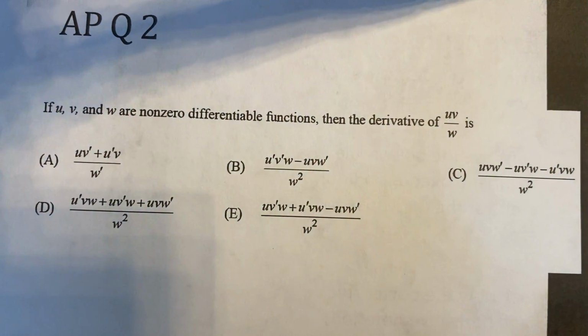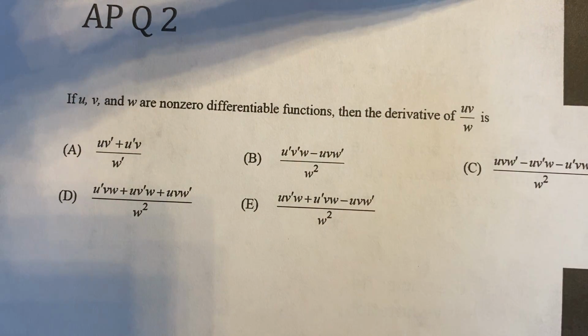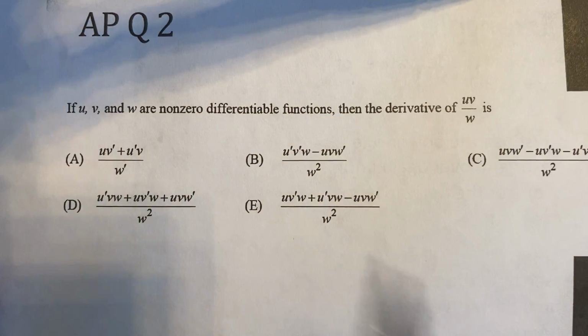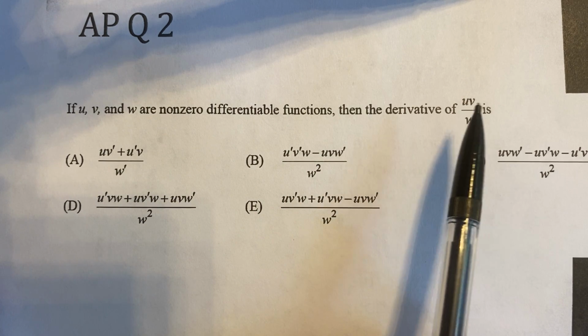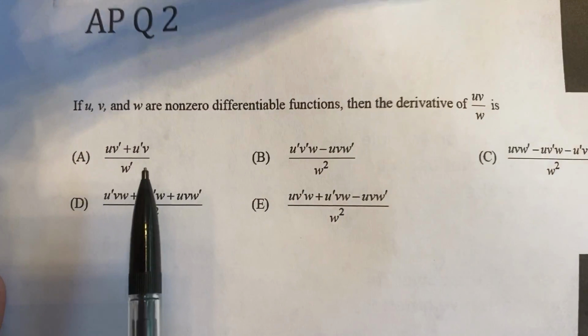APQ2 is tricky. All right, here it is. If u, v, and w are non-zero differentiable functions, then the derivative of u times v all over w is which of the following?